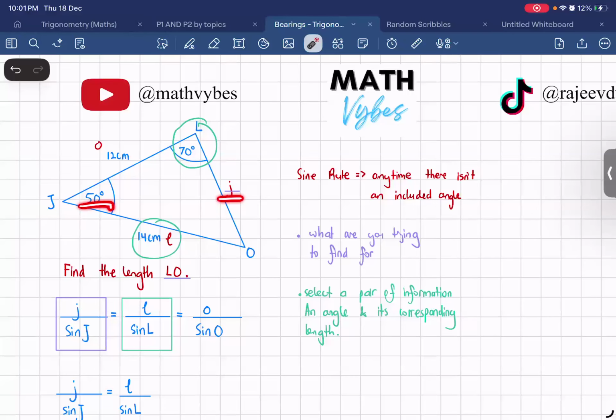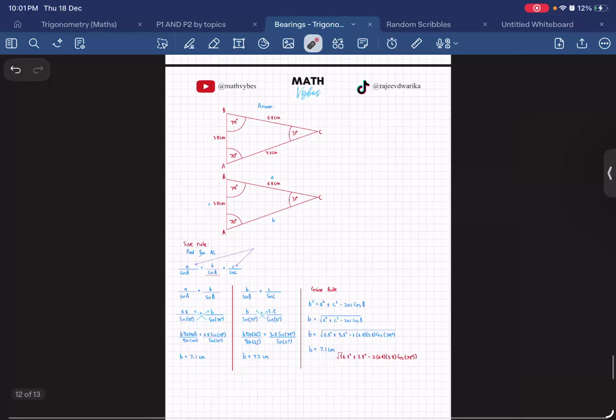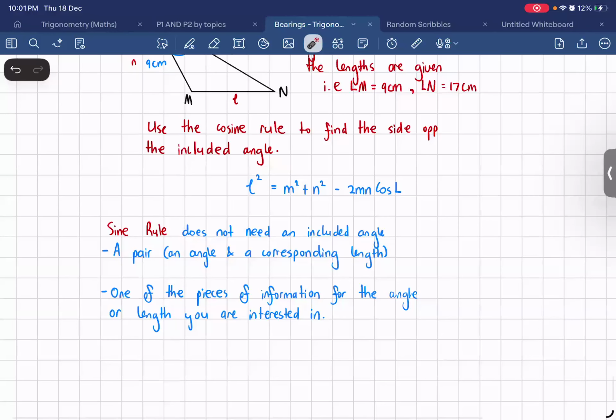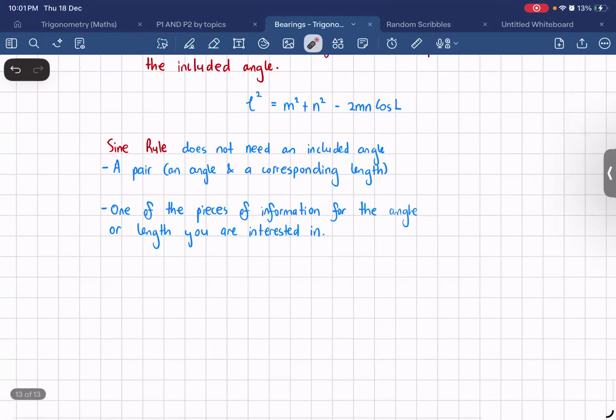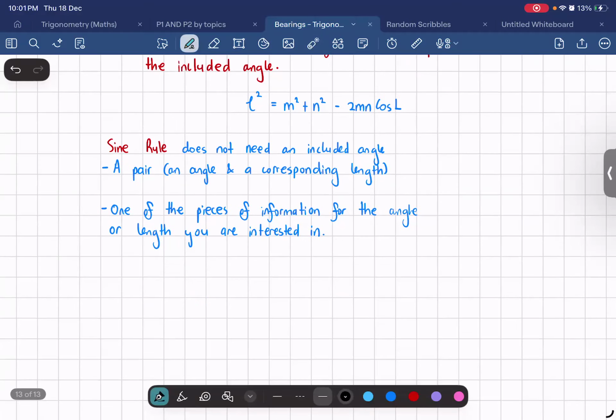And for this question, we could also use the cosine rule. But what I'm trying to say is you would need a pair, and if they ask you to find a length, you would need the corresponding angle. If they ask you to find an angle, you need the corresponding length. So let me give you an example of this quickly, and then we'll move on to our past paper question.